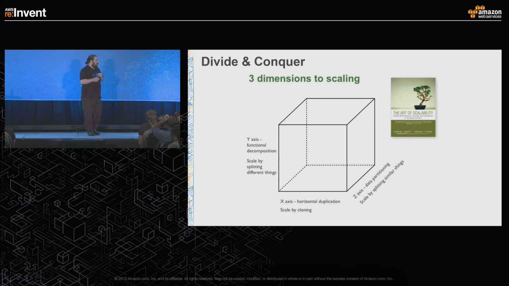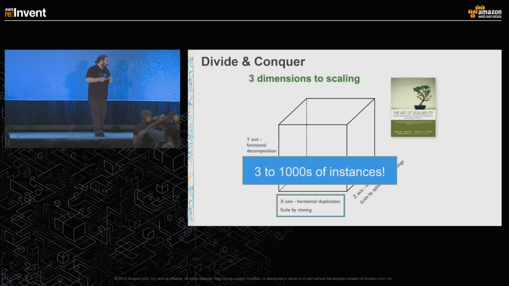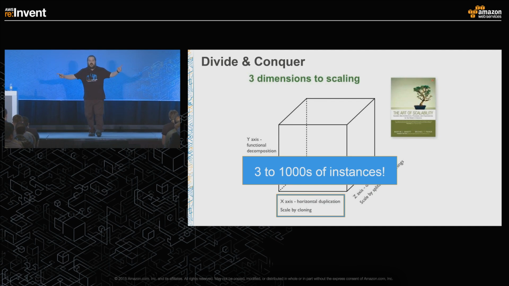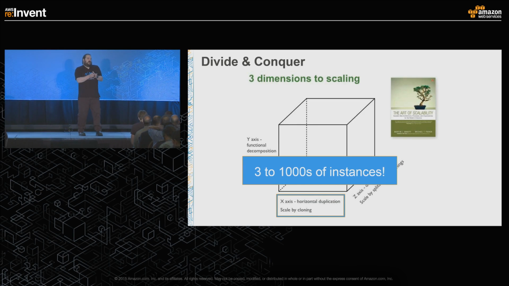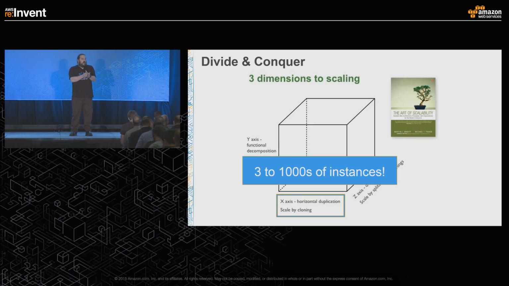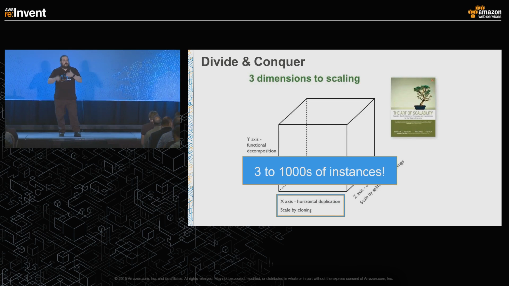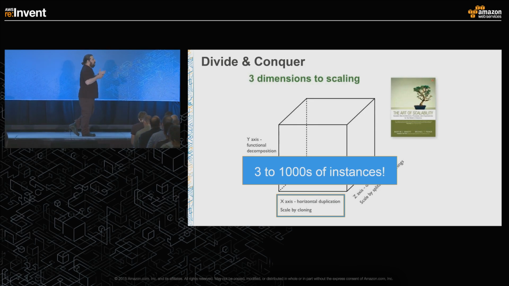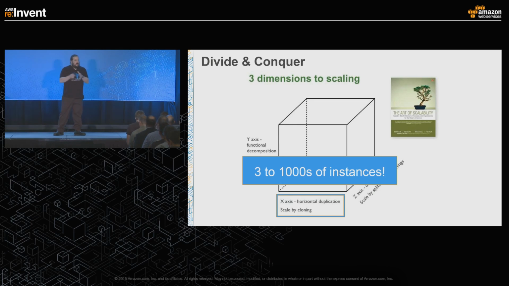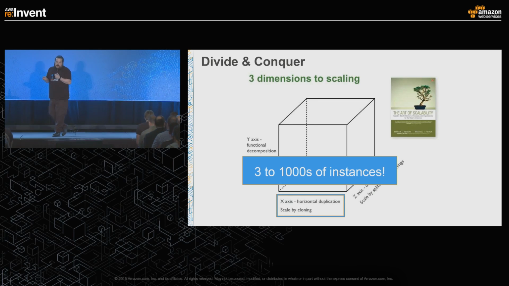So the x-axis here in the scaling cube is essentially horizontal scaling, right? So you have something that does something, and you make it so that you can go from anywhere between 3 to thousands of replicas or instances that all do the same thing. So I think that's called horizontal scaling. Don't use just one box and hope that everything works. Make it so that you can actually scale it out. I think pretty much everybody has picked up on this by now.